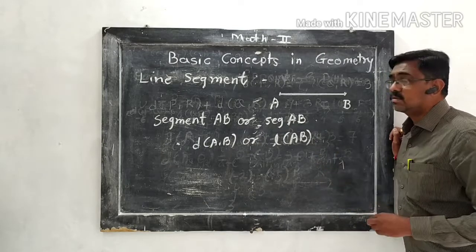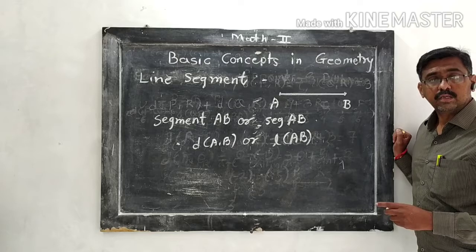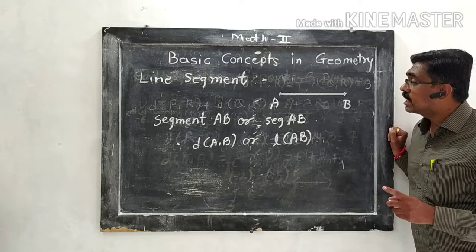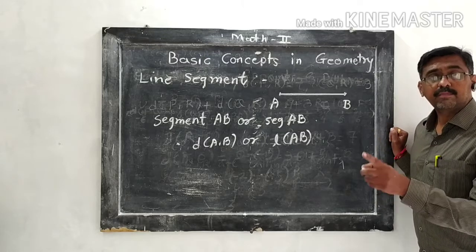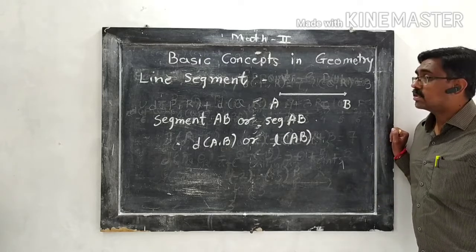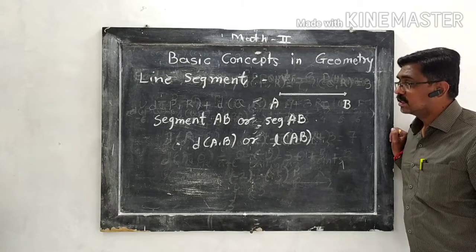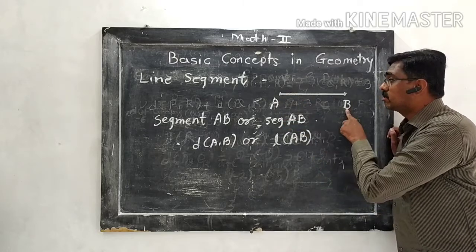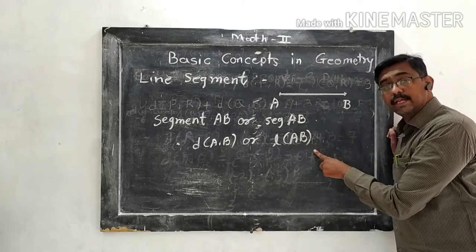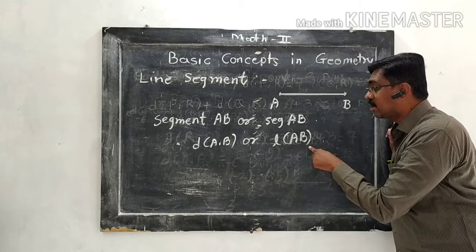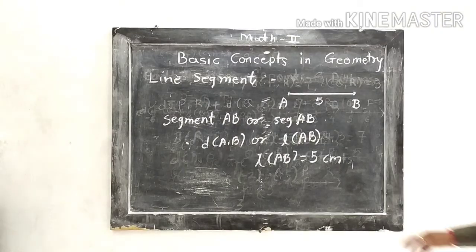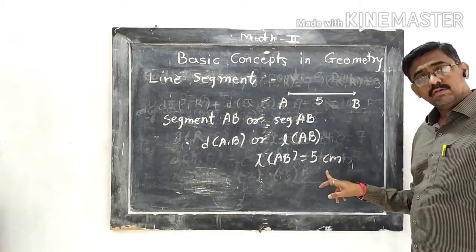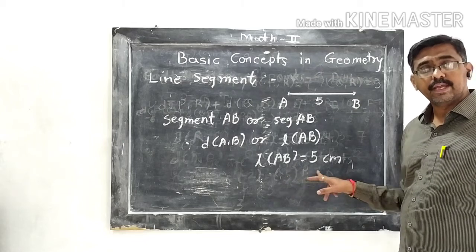So, the distance between the two points. Again, the line segment definition: the union of point A, point B, and the points between A and B is called the line segment. It is denoted by segment AB or seg AB. The distance between these two points is also called the length of the segment AB, and it is denoted by L of AB. If suppose AB equals 5 cm, then length of AB equals 5 cm. It is the distance between point A and B.